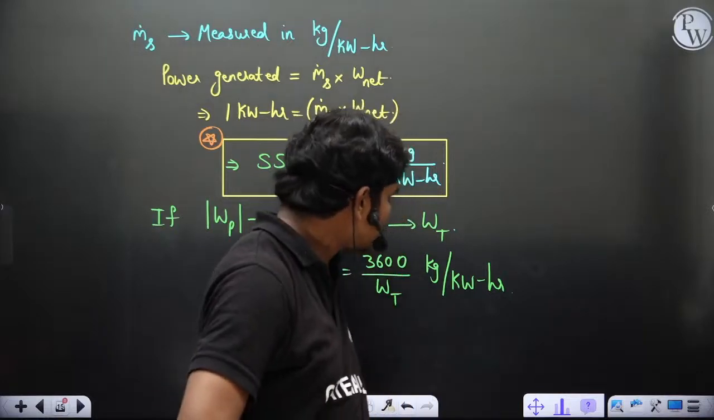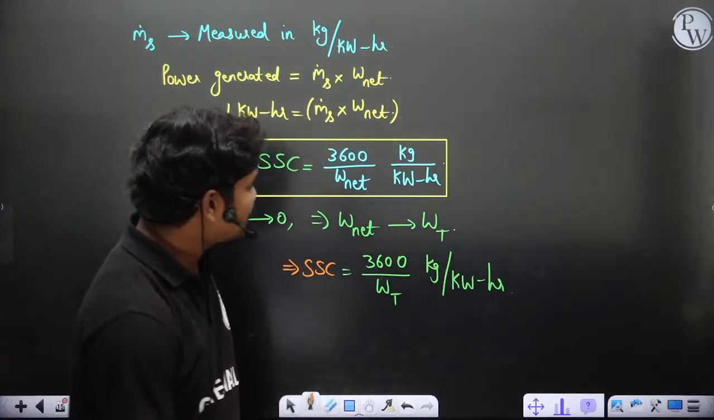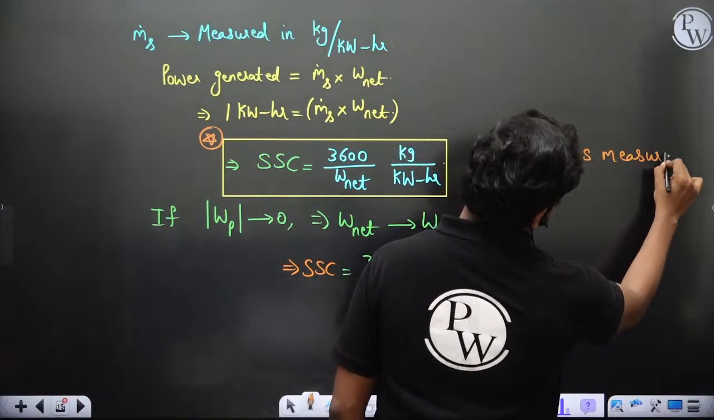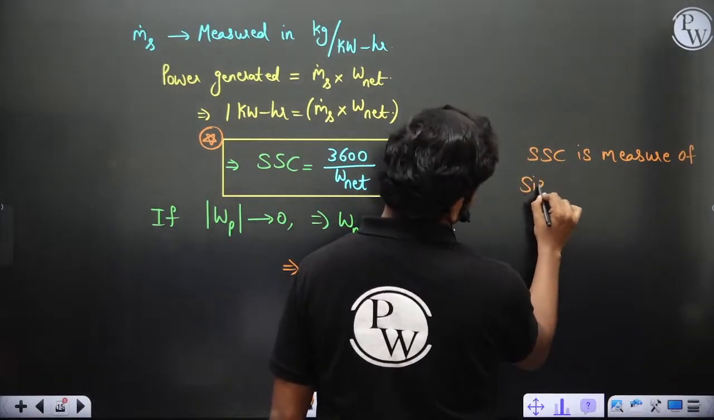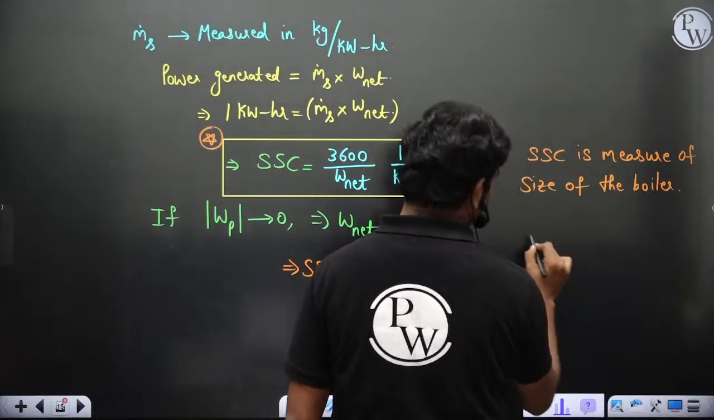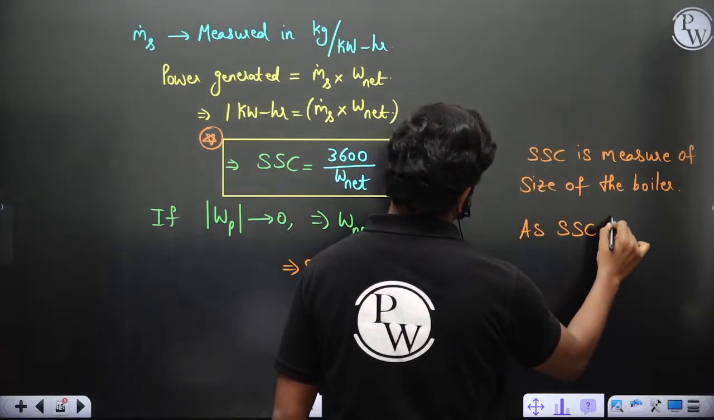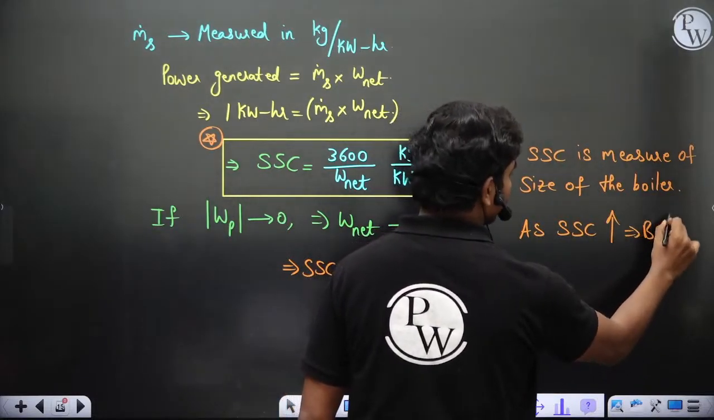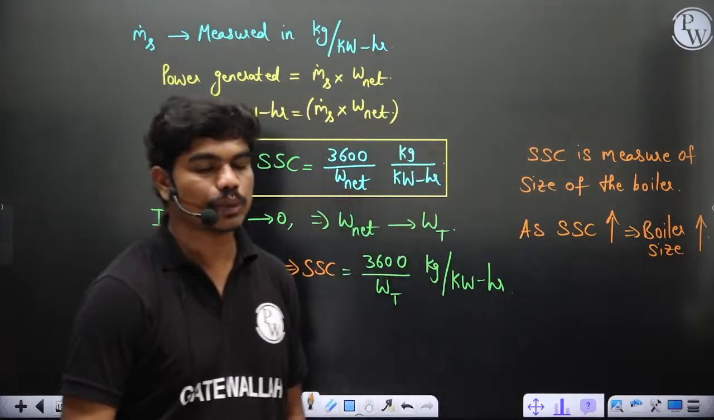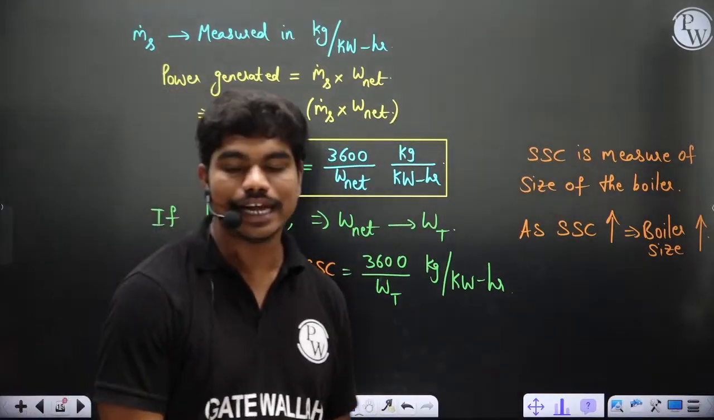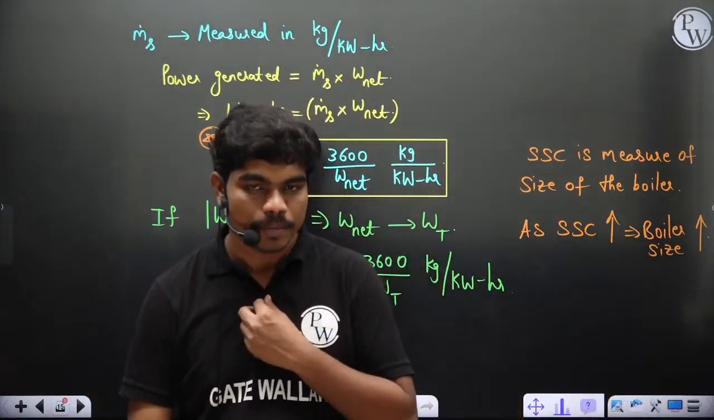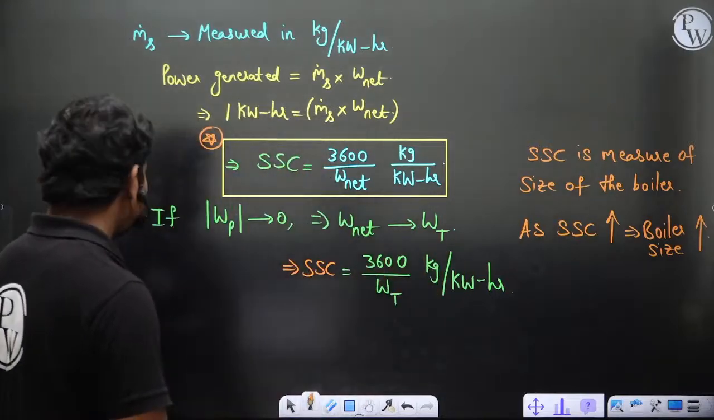Now this is done. Basically this SSC is a measure of the size of the boiler. As SSC increases, you need a bigger boiler, so boiler size increases. Boiler size will become big in that case, clearly, because it has to produce a high amount of steam. For producing a high amount of steam, you definitely need a big boiler. Clear? So these are some different things for calculating thermal efficiency.